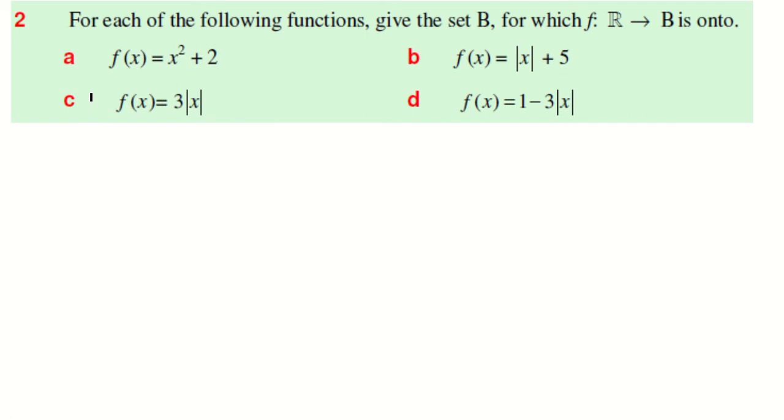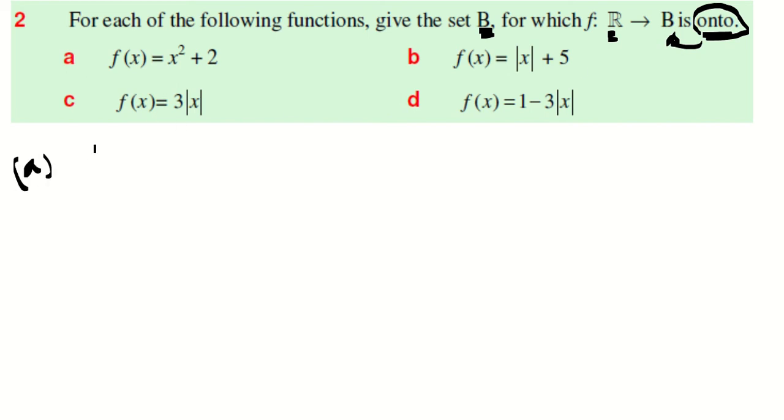In our previous homework, question number 2: for each of the following functions, give the set B for which the function f from real numbers to B becomes onto. That means we are asked to find the range of each function, the appropriate range. If we mention the appropriate range, that means the function is going to be onto. Ontoness is expressed by focusing on the range. So to make it onto, what is the appropriate range?